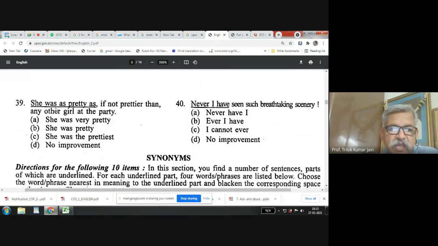She was as pretty as, if not prettier than, any other girl at the party. This sentence is correct. No improvement is possible. Answer is D.